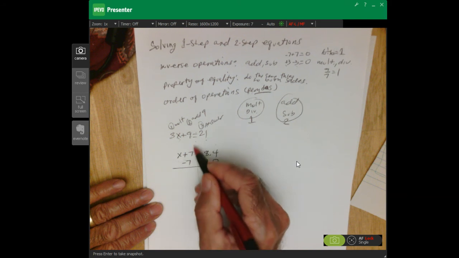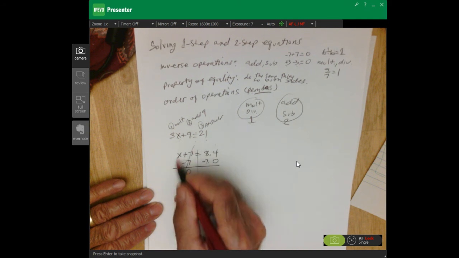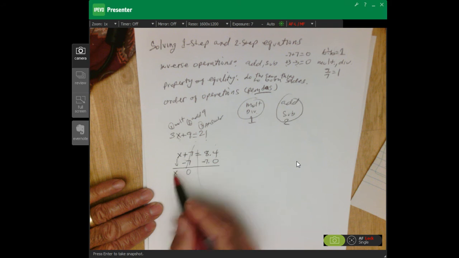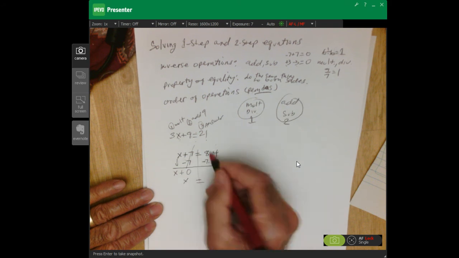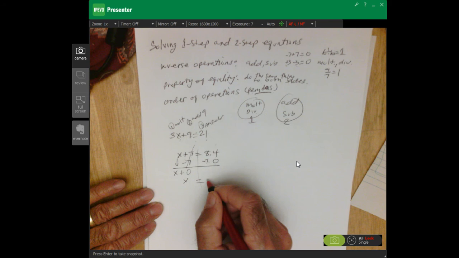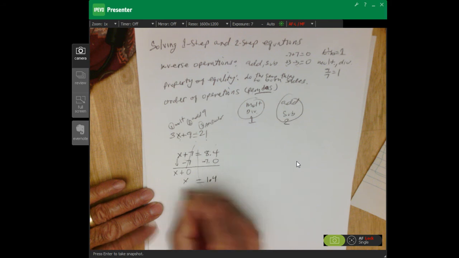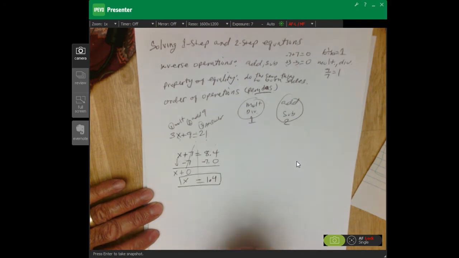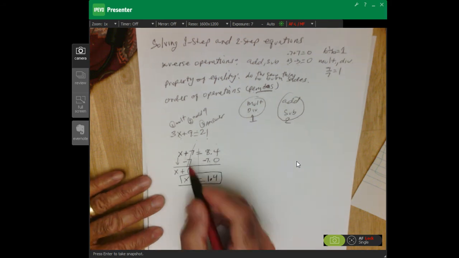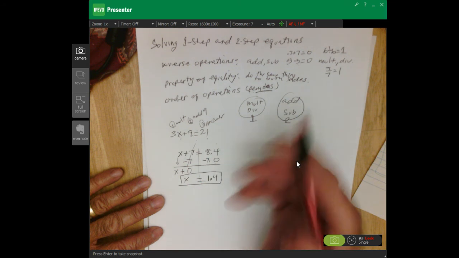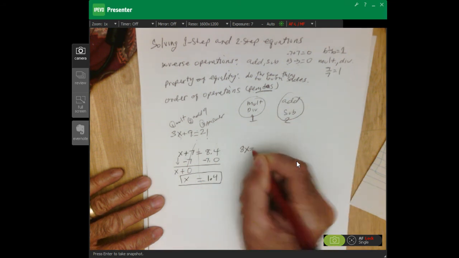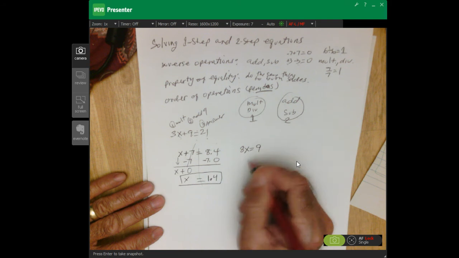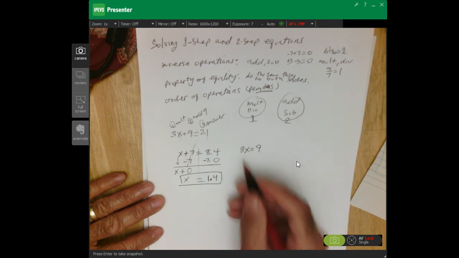So 7 minus 7, 0. Bring down the x. Now x plus 0 is still going to give you x. 8.4 minus 7 is 1.4. So that's our answer. So you do the exact same thing if it's a multiplication or a division problem. So 8x equals 9. Okay.